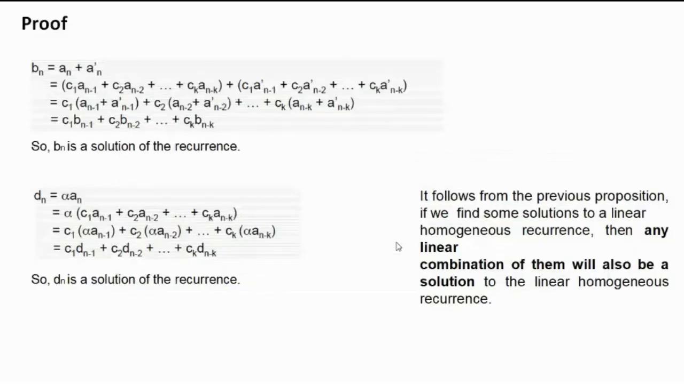So it follows from the previous proposition, if we find some solution to a linear homogeneous recurrence, then any linear combination of them will also be a solution to the linear homogeneous recurrence.